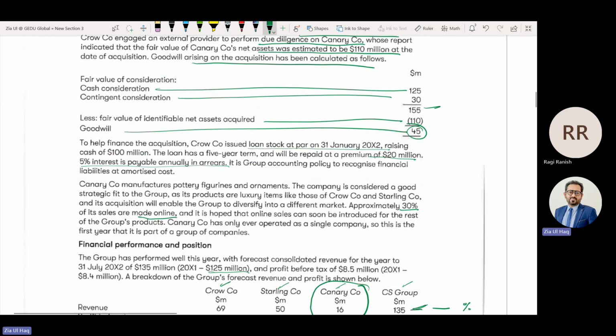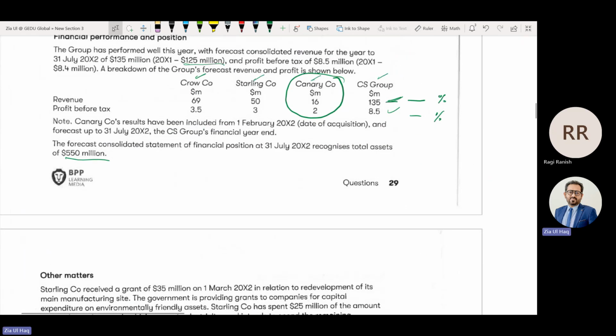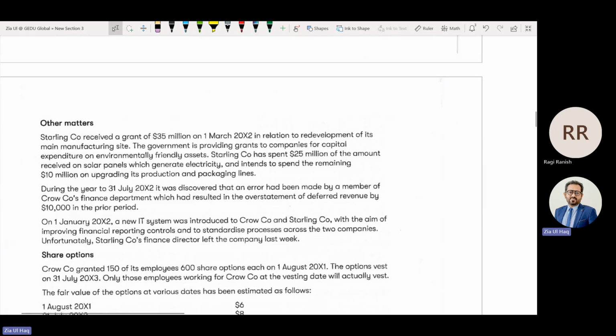Okay, let's move forward. Note, Canary company results have been included from 1st February. Okay, other matters. Starling company received a grant of 35 million on 1st March 20x2. Government grant: revenue nature should be treated as income. Capital nature must be deducted from asset cost, with the remaining amount the asset should have been recorded.